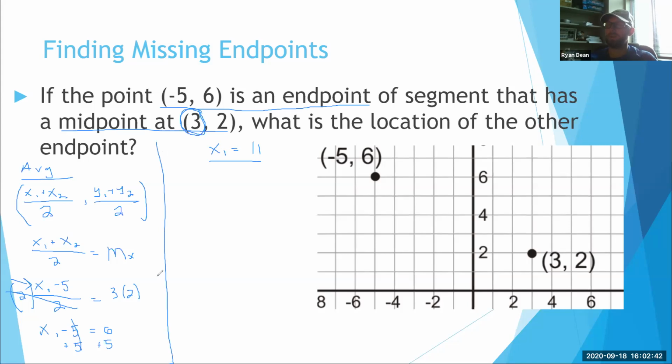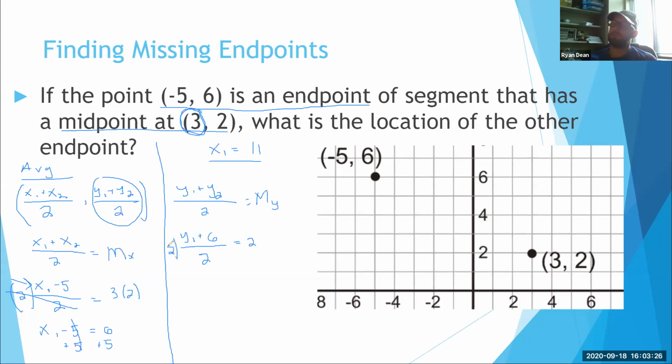So that takes care of the x values. Now I'm going to have to do the same thing for the y values. So I'm going to take this part of the formula, and I'm going to set it equal to the midpoint of the y's. So this is going to be equal to m of y, the midpoint of y. Now, up here, the first endpoint that we know for the y value is 6. So I have (y1 + 6) divided by 2 equals 2, which is the midpoint for the y.